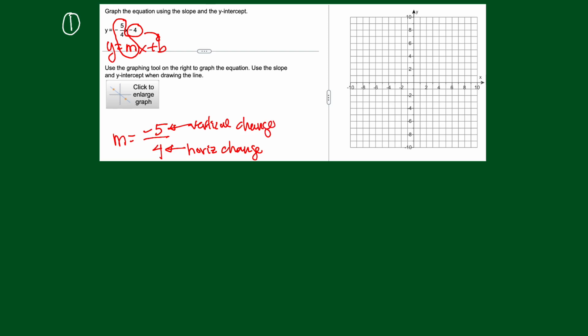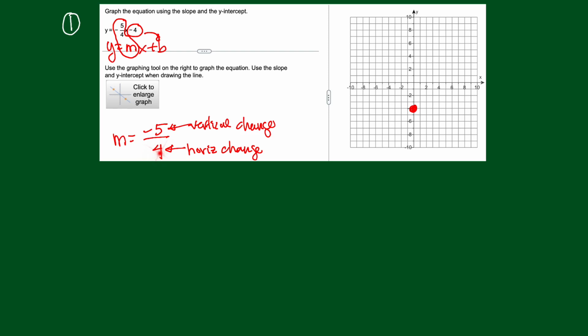So I'm going to start here. I'm going to start at the y-intercept because I know that's a point on the graph. So we're going to intercept it at -4, so I'm going to come over to -4 on the y-axis and put a point here. And then I'm going to use the slope to get another point. Now, the slope is -5/4.